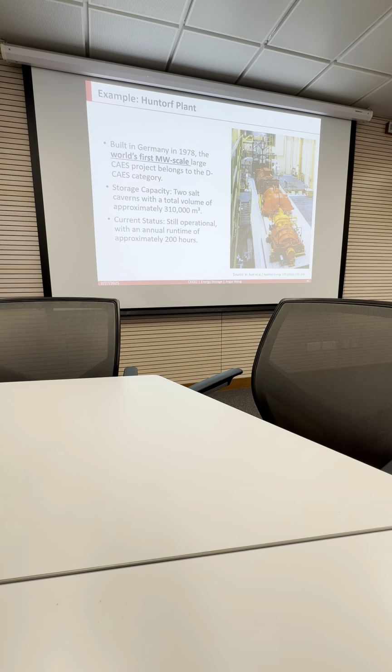Okay. So here is the example of the first demonstration project. It is the Huntorf plant built in Germany in the late 1970s. The storage capacity is about 3 million cubic meters, consisting of 2 salt caverns. The plant is still in operation, with an annual runtime of about 200 hours per year.